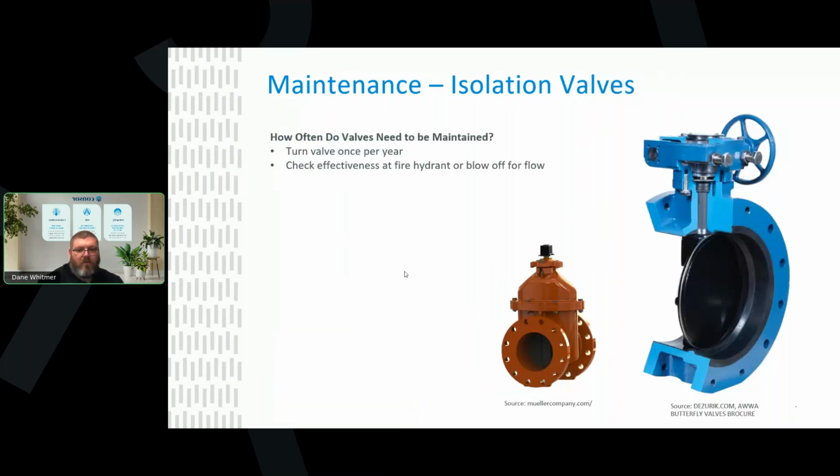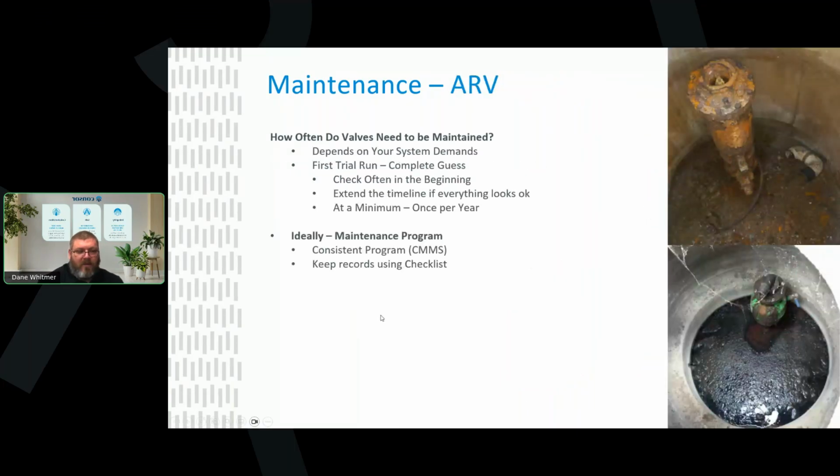Valves, the question is, how do we maintain our valves? We're turning our valves once per year, and we can check that off for fire hydrants if we're getting full shut off. There's typically a whole maintenance program that can go into that. We always want to check our ARVs. The ARVs, as well as pressure regulating devices, are active valves, meaning that they're moving. So some valves will be more active than others, which attributes to the wear on those.